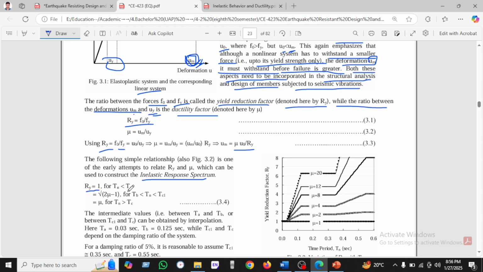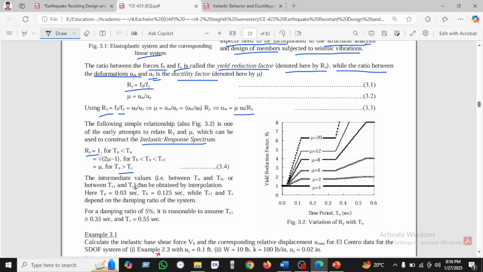For Tn less than Ta, the intermediate value between Tb and Tc' can be obtained by interpolation. Here Ta is given as 0.03 and Tb is 0.125, while Tc' and Tc depend on the damping ratio of the system. For the damping ratio 5%, it is reasonable to assume Tc' equal to 0.35 and Tc equal to 0.55. Okay.